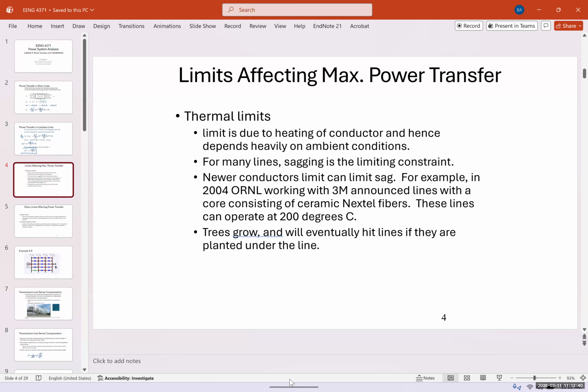For many lines, sagging is a limiting constraint, as mentioned, but there are newer lines like the 3M 2004 ORNL from 3M that has a ceramic Nextel fiber core, and these can operate up to 200 degrees Celsius, which is going to technically burn anything around it. So there's another problem. You have a line that's technically a 200-degree heater, and if you have a tree or anything contacting that, it's going to immediately start a fire.